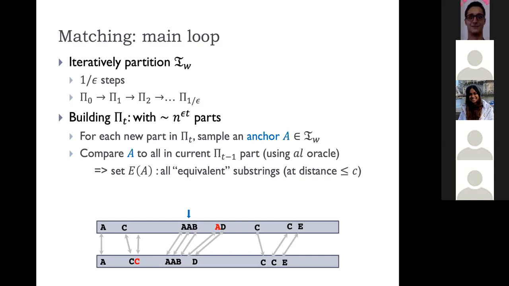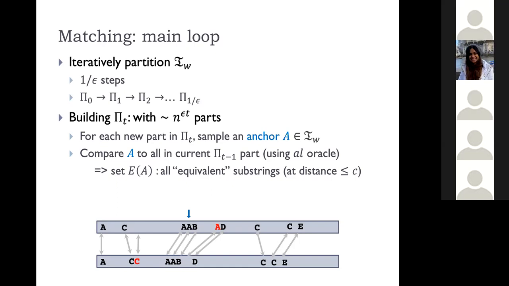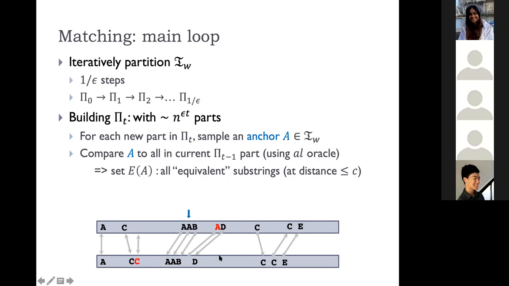What we do is we take A and compare it to all the ones in its current part, which is defined by the previous partition, and we compute distance using this alignment oracle. We get a set which we call E of A, which are all the equivalent substrings, basically the substrings at distance at most C. In the setup so far, these are all the other characters which are not grayed out. So this will be the set E of A, all the equivalent strings.